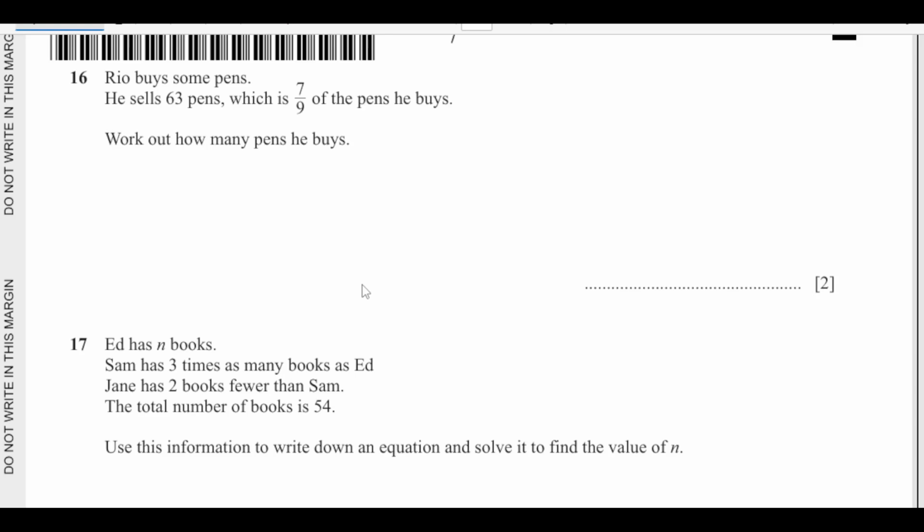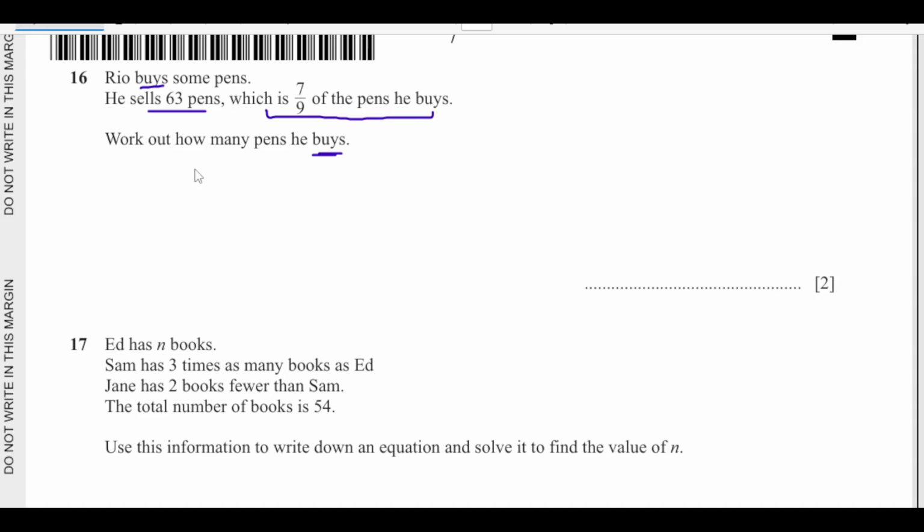So let's start number 16 here. Rio buys some pens. Remember to underline the keywords. Rio buys some pens. He sells 63 pens, which is 7 by 9 of the pens he buys. Work out how many pens he buys.